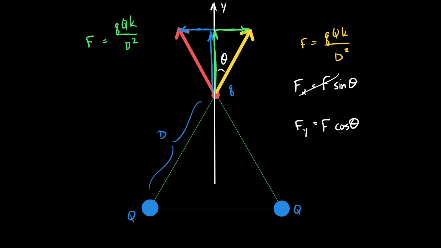And I don't even need to worry about the x direction. I know those two components cancel out. So all I have to worry about is the y direction. So in my answer, I'm going to say the net force in the y direction will be 2 times, because there's two components of the y direction force, QQ over d squared times cosine 30 degrees, or square root of 3 over 2.